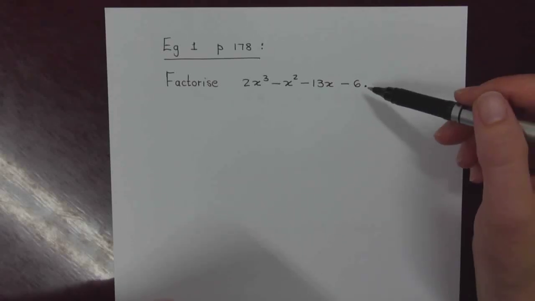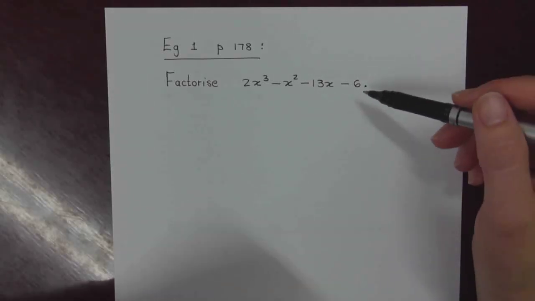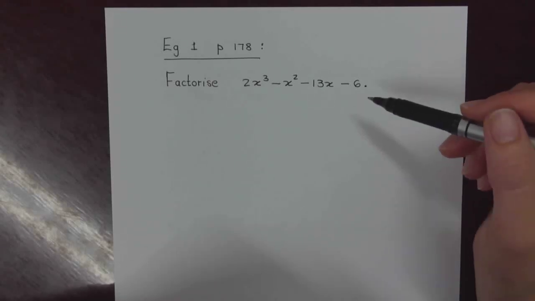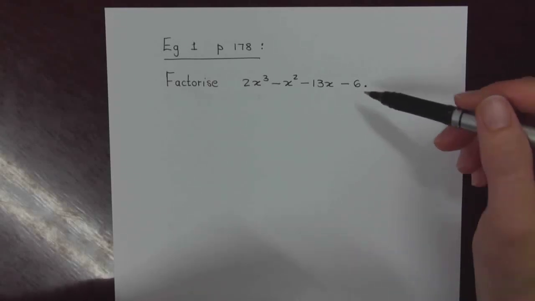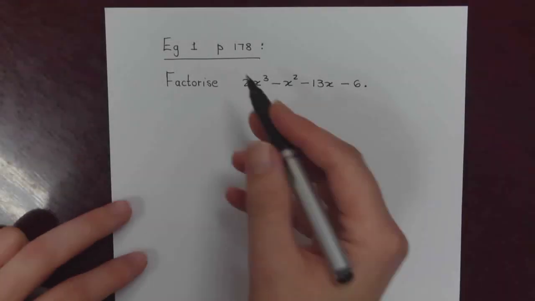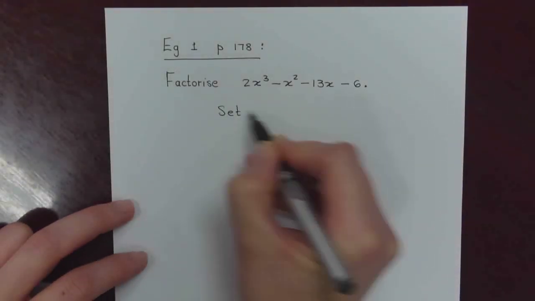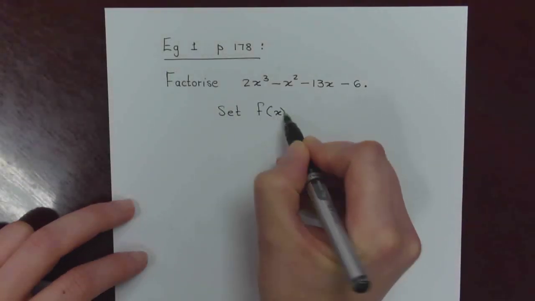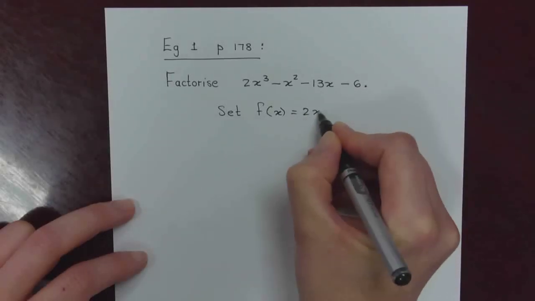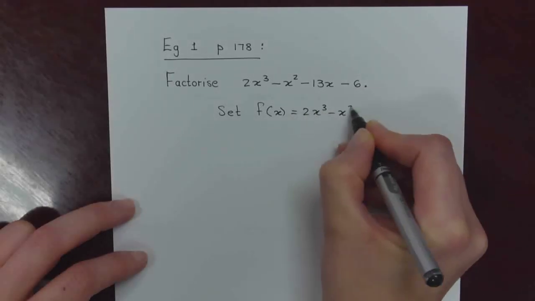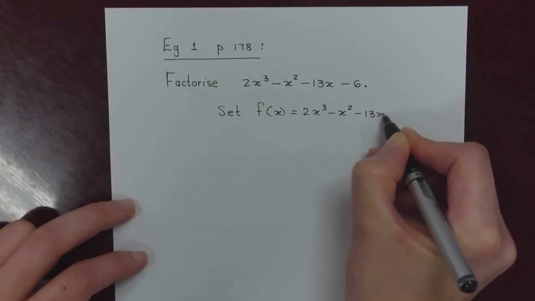Now, the first thing we need to do before we can factorize this expression is we need to find a factor. And we're going to find that factor by simply using what we call inspection. And to use inspection, we're going to first go and say set f(x) equal to that expression, which is 2x cubed minus x squared minus 13x minus 6.